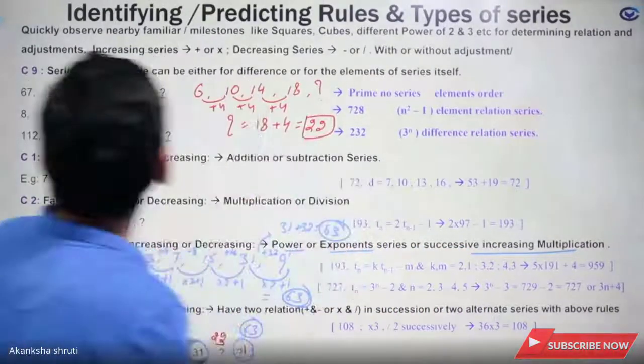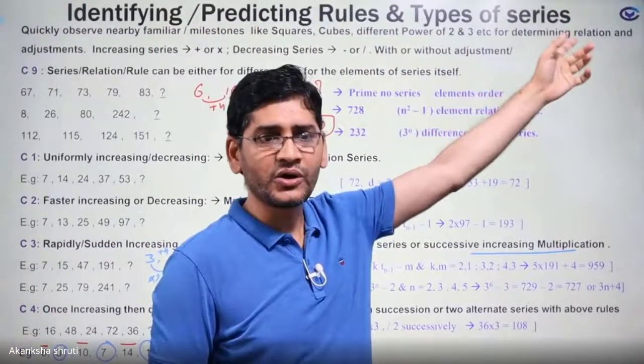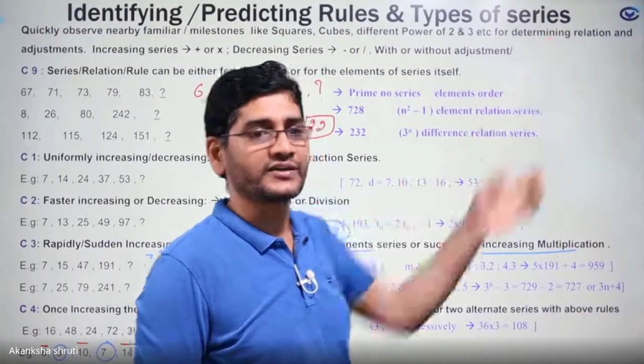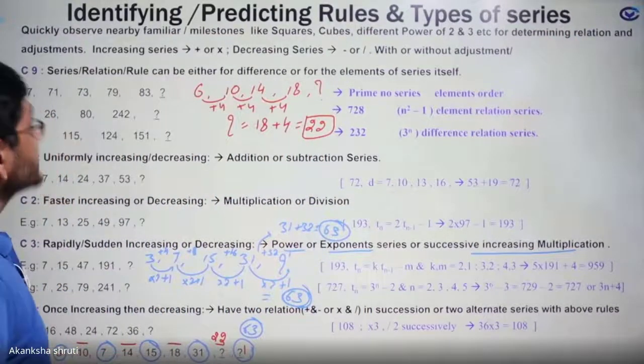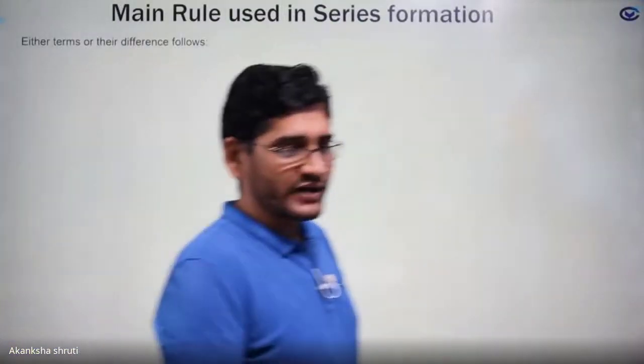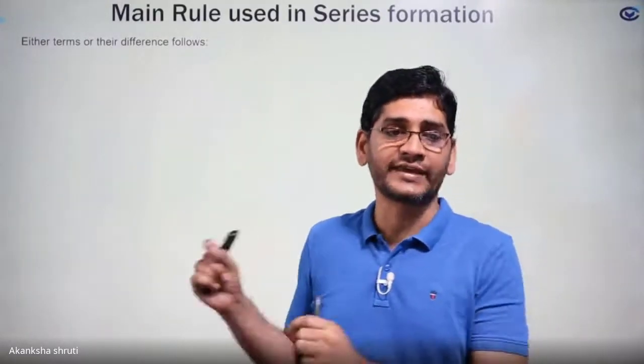So students, this way we have learned how to predict or determine the rule, and what the types of series are based on these rules. It is this one. Students, we can see the next. So what are the main rules? Whatever we have learned, based on that, I have collected some mathematical rules.